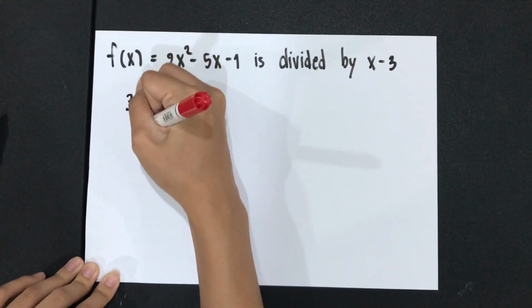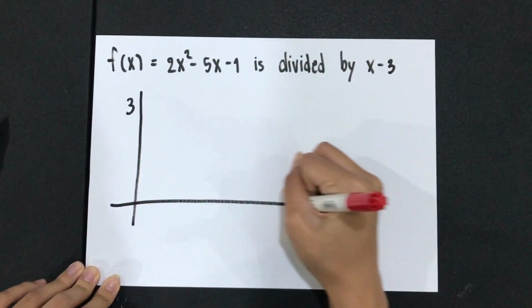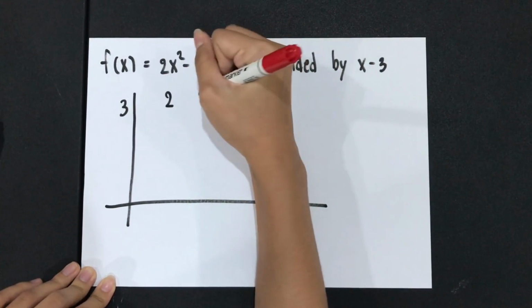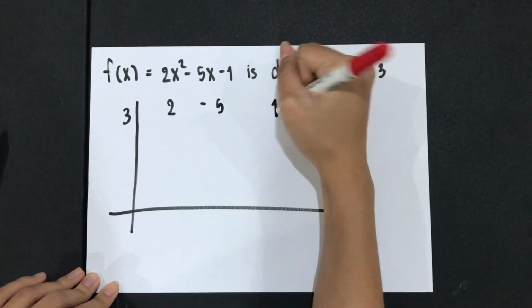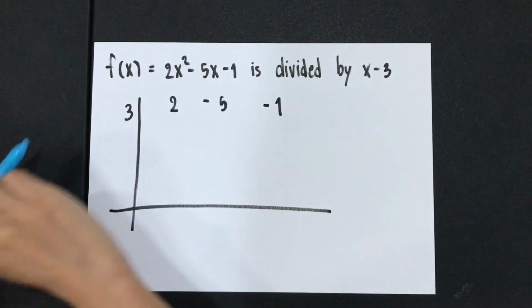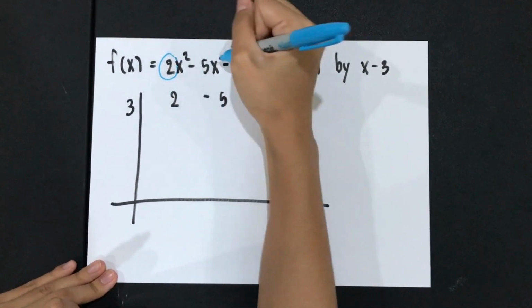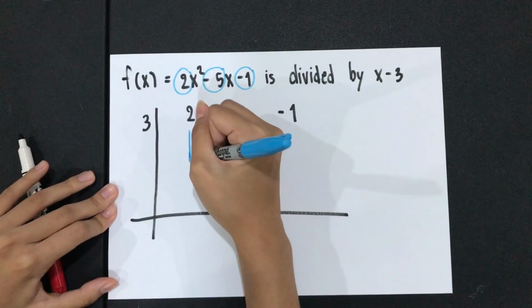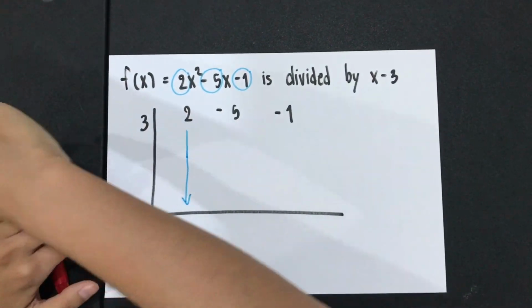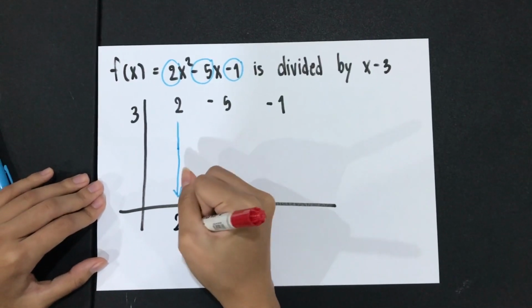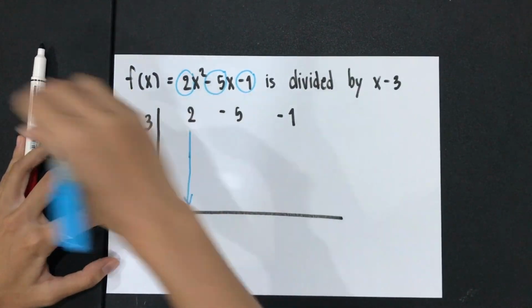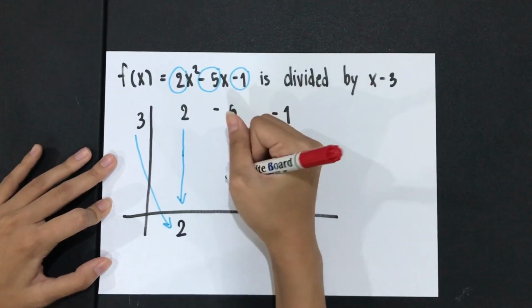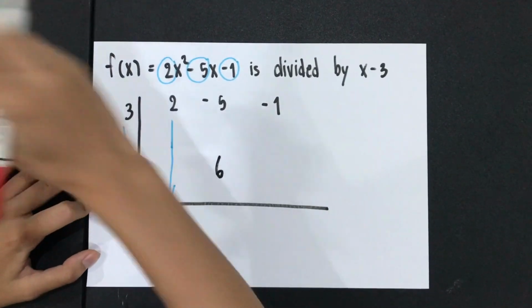First, you put the equation in the form of division. Put the number you'll be dividing by in the division box, which is 3 in this case. 2, minus 5 and minus 1 are the coefficients from the equation. Then you bring the first number down, which is 2. And you multiply the number in the division box with the number you brought down and put it in the next column.